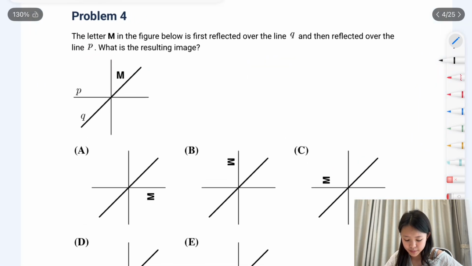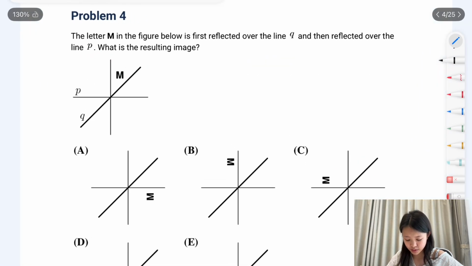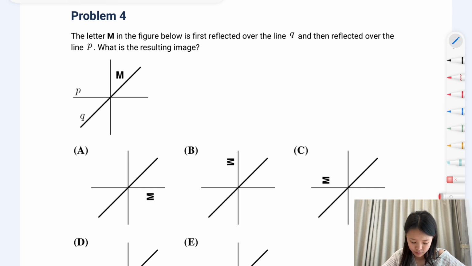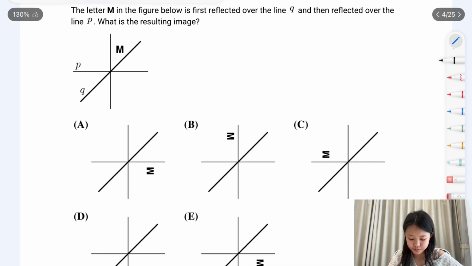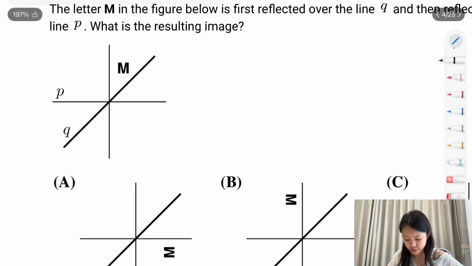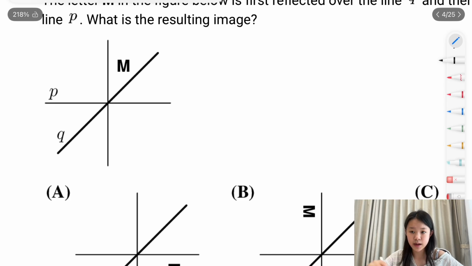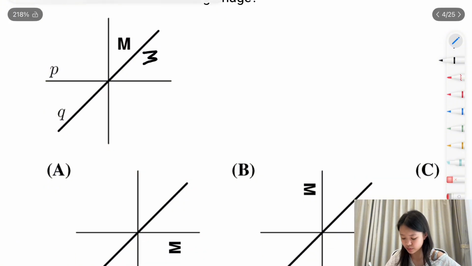Problem 4. The letter M in the figure below is first reflected over the line Q and then the line P. What is the resulting image? If you can imagine that it reflects over the line Q, which is this diagonal line, the letter is going to be the same as when you rotate it. So basically you would just rotate it 90 degrees and it would result in this lopsided way. And then when you reflect it again over P, which is the x-axis, you just get that letter reflected.